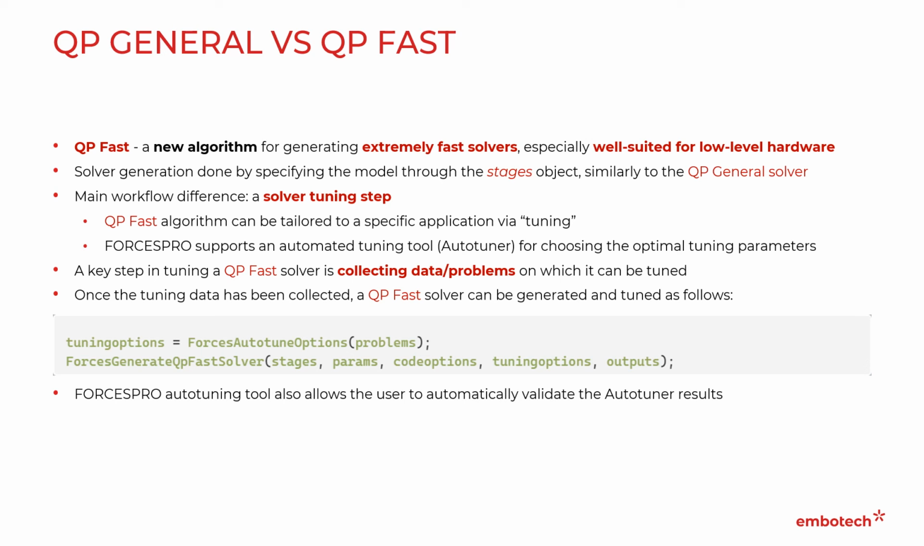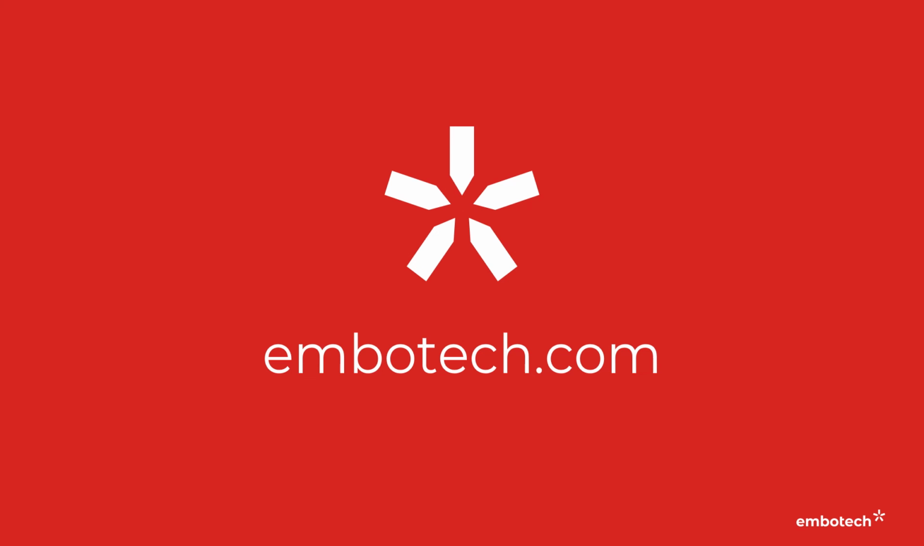The FORCEPRO Auto-Tuning tool also allows the user to automatically validate the auto-tuner results. The purpose of the validation is to check that the tuning found by the auto-tuner provides a solver which meets the requirements, be it speed or control performance, for a given application. This completes the general overview of the FORCEPRO QP Fast solver.